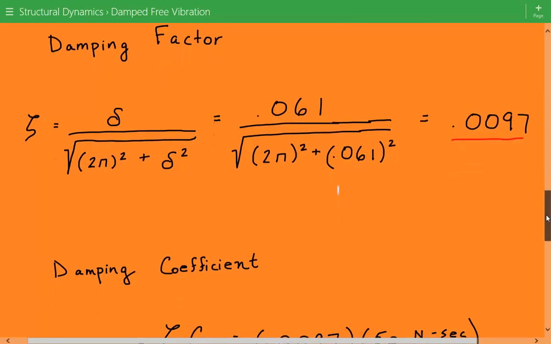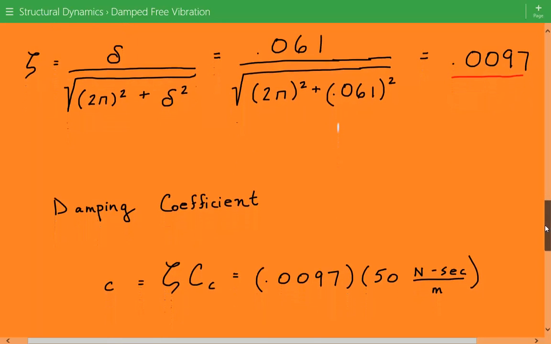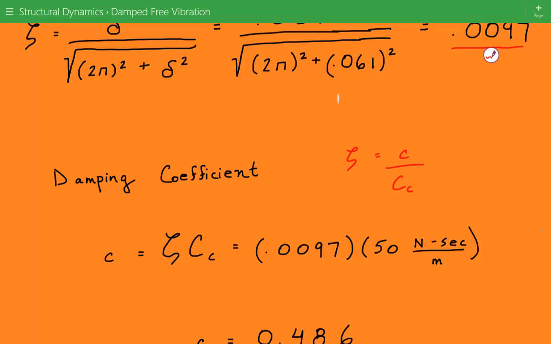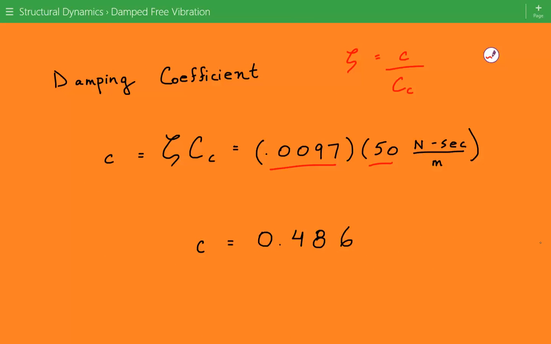And now lastly, we can calculate the damping coefficient. The relationship is that zeta equals C divided by C sub C. So zeta equals the damping coefficient divided by the critical damping constant. We rearrange this equation, so the damping coefficient equals zeta times the critical damping constant. We just calculated zeta, and we know from the problem statement that the critical damping constant is equal to 50. So our damping coefficient is equal to 0.486 newton seconds per meter.